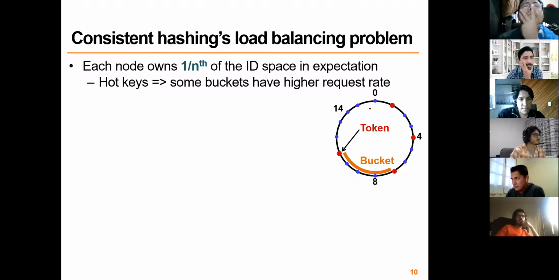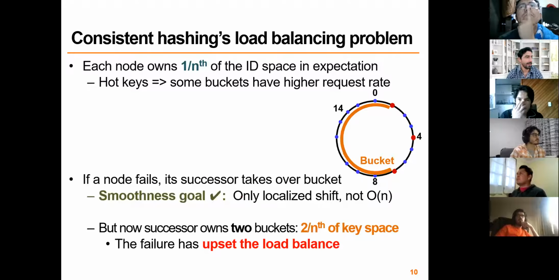Consider you have n nodes here. Each node owns 1/n of the ID space in expectation. So we have 4 nodes, and each node owns 1/4 of the IDs. If a node fails, its successor takes over the buckets. You remember that idea when this one was failing. Now all these buckets, or all these IDs that fall here, should move to this one.